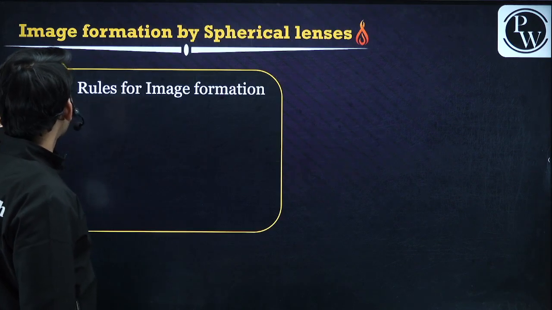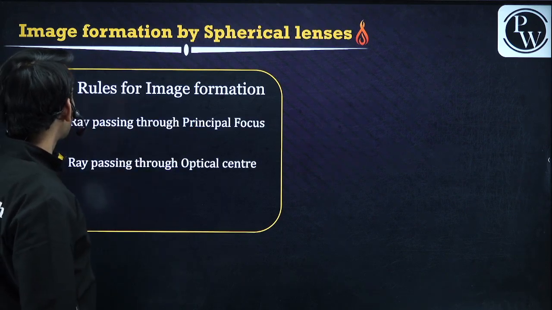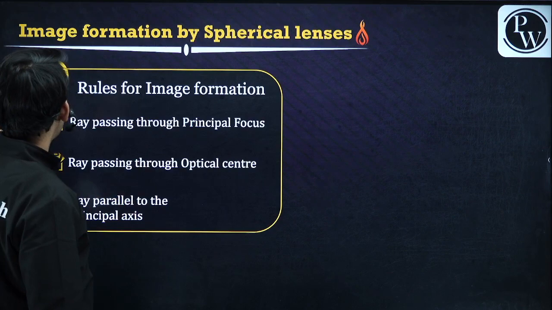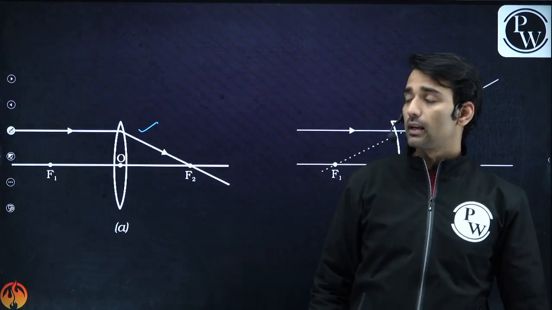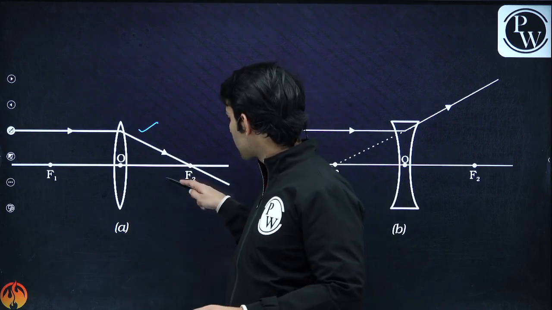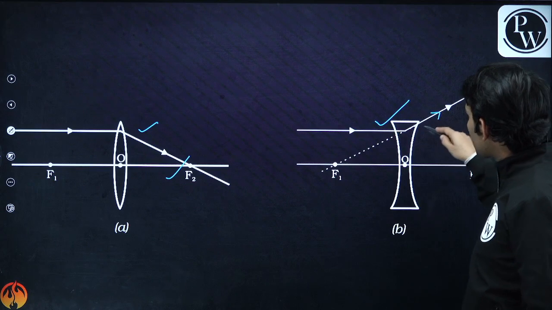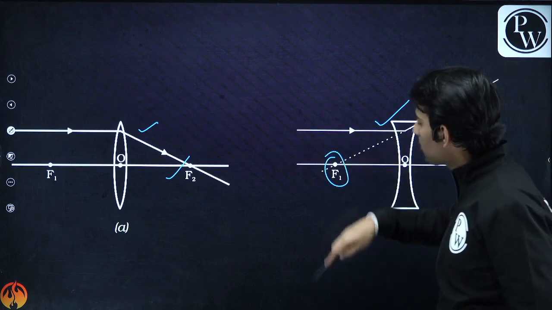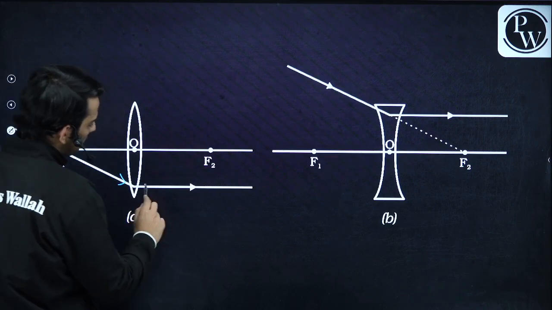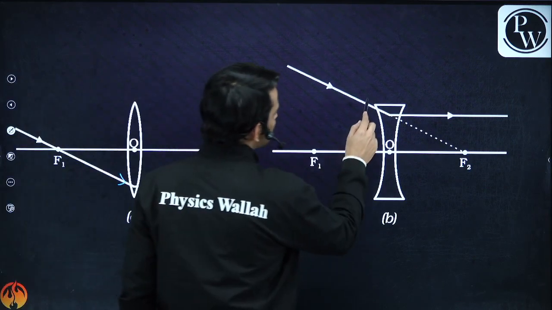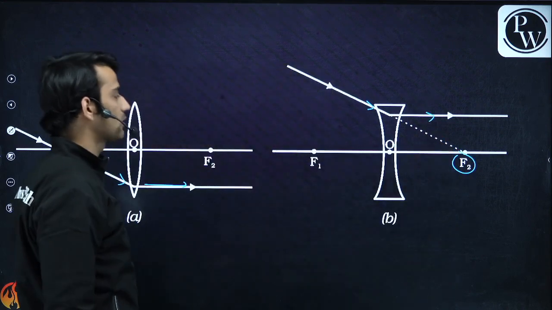Next is image formation. What are the various rules? We have to consider the ray passing through the principal focus, passing through the optical center, and passing parallel to the principal axis. So if I take a convex lens, a ray coming parallel to the principal axis converges at a point on the focus. For the concave lens, the ray parallel diverges. So this is diverging, the ray has gone away and it appears to come from F1. Similarly, if I pass any ray through the focus, it will become parallel to the principal axis.